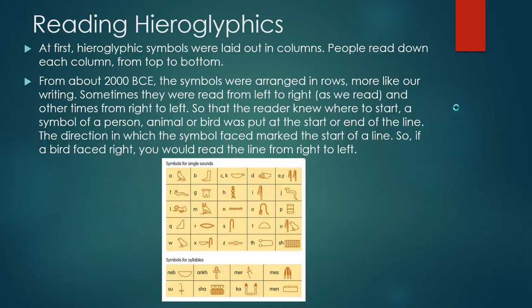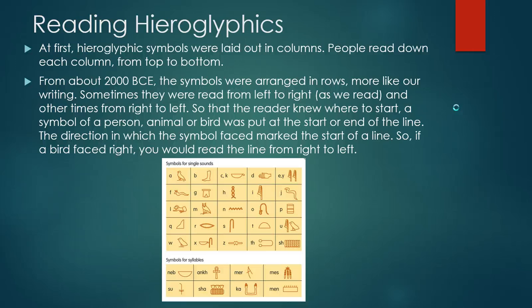So that the reader knew where to start, a symbol of a person, animal or bird was put at the start or end of the line. The direction in which the symbol faced marked the start of the line. So if a bird faced right, you would read the line from right to left.